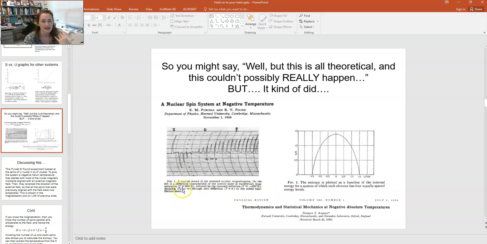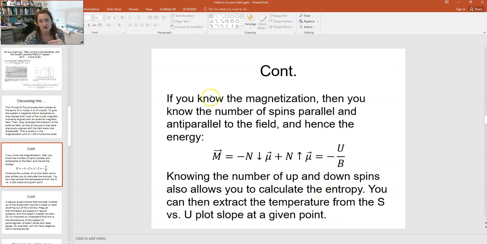What they say in the caption is that the normal state corresponds to something like 300 Kelvin, room temperature. And then when it's the other way, you've got a negative Kelvin temperature. They cite from the slope of their graph negative 350 Kelvin. So this is something that's actually been documented and shown, and this is the magnetization curve. If you know the magnetization, then you know the number of spins parallel and anti-parallel to the field.